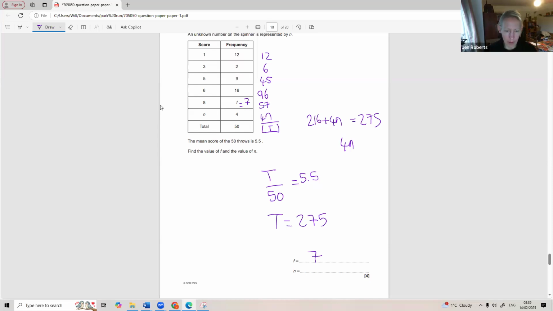There's something wrong here. 5.5 times 50 is 275. We should add those values again: 12 plus 6 plus 45 plus 96 plus 56. Not 57, it's 56, isn't it? Sorry, we all make mistakes. 8 times 7 is 56. That makes more sense: 215. So 215 plus 4N is 275. Take 215 from both sides. There we go, this makes more sense now. Divide both sides by 4. So you get N is 15.